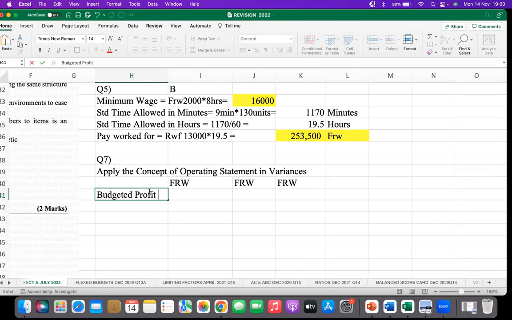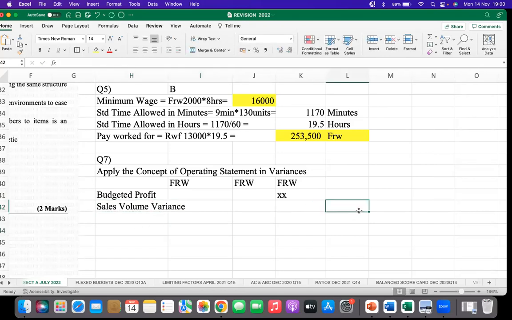Now, standard profit on actual sales is only after accounting. So you get your budgeted profit there. And then you next come and account for sales volume. I hope you know the format of an operating statement, variance. So under the sales volume variance, if F, let me write here, if F add, and if A you less. What is F? F is favorable. So if F you add, if A you less, adverse. What you get there is standard profit on actual sales.